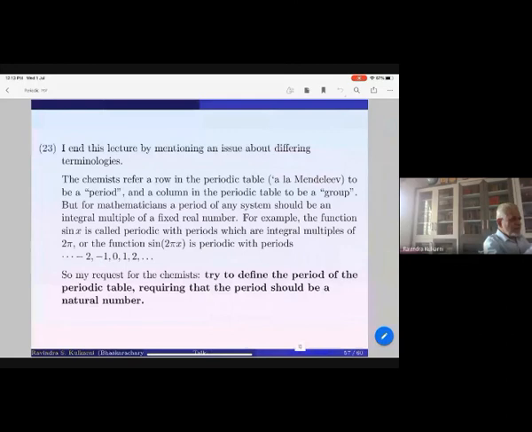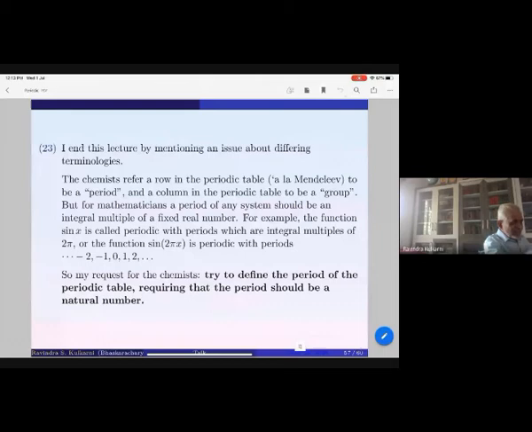So I end this lecture by mentioning an issue about different terminologies. The chemists refer to a row in the periodic table, a la Mendeleev. I think you have seen this table. I shall show this picture again. They call the row a period and the column a group. Now, certainly not a group in the mathematical sense.